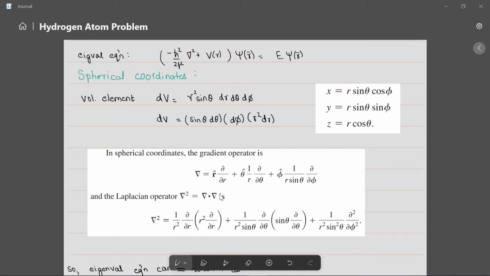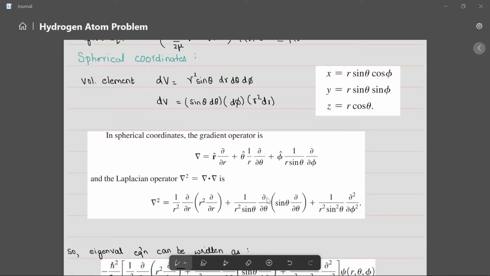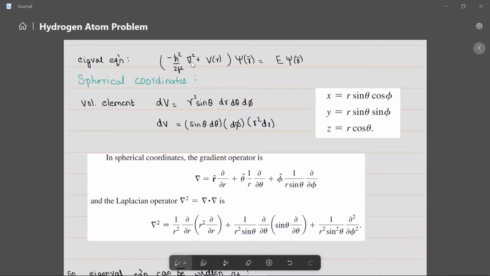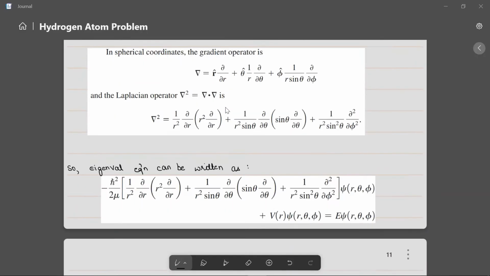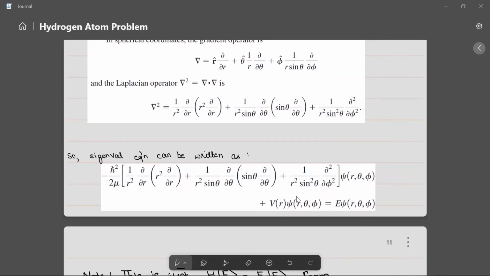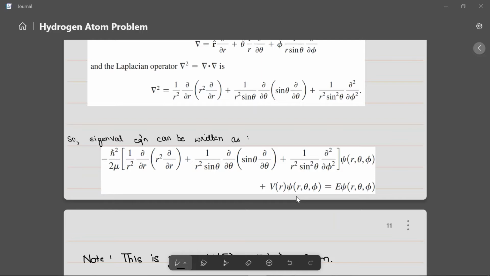So we know in spherical coordinates the gradient operator is given as r cap del by del r, theta cap 1 by r del by del theta, and phi cap 1 by r sin theta del by del phi. And the Laplacian operator is also given like this. So all you have to do is plug in this value in place of the Laplacian operator, and then this eigenvalue equation can be written as this. This is straightforward algebra, nothing much to do here.